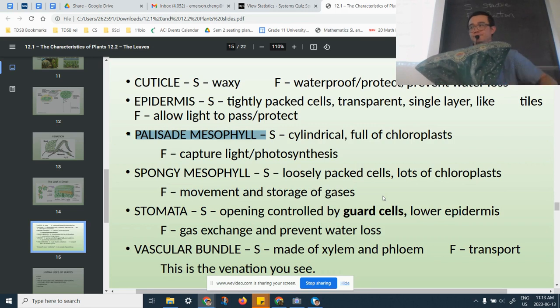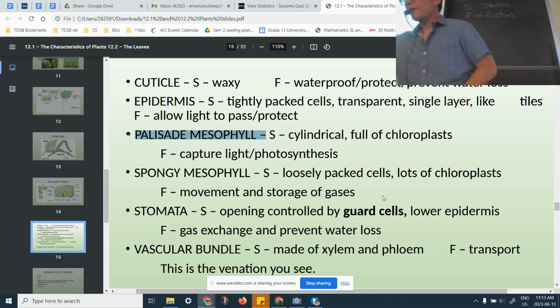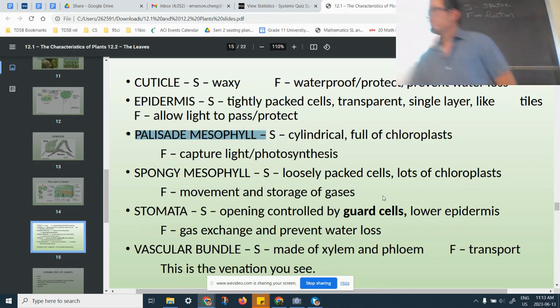Okay? Now, I'm going to not use this model that much because the diagram is nicer. Is it in your way?